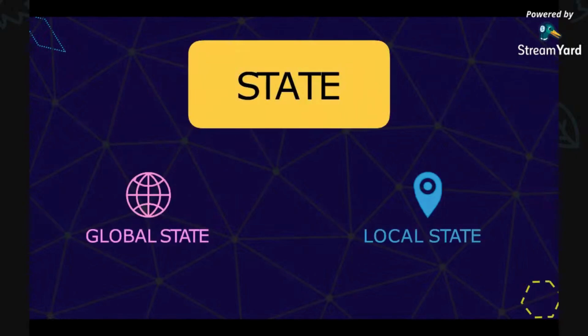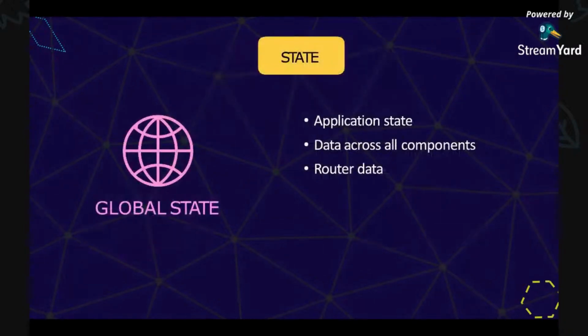As you may know, there are two types of states: global state and local state. A global state is something which is being shared for the entire application. So let's go step by step and talk about the global state first. The global state is an application state that is shared across the components, across the router data, and across our application.